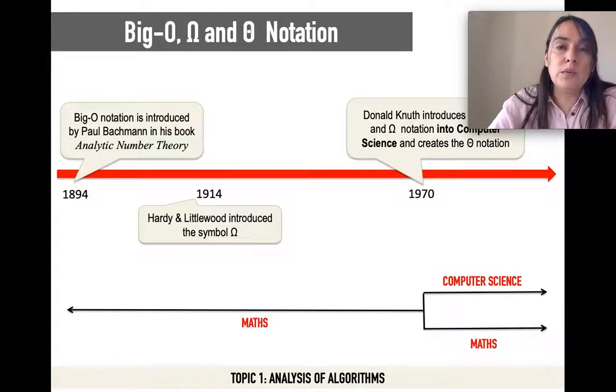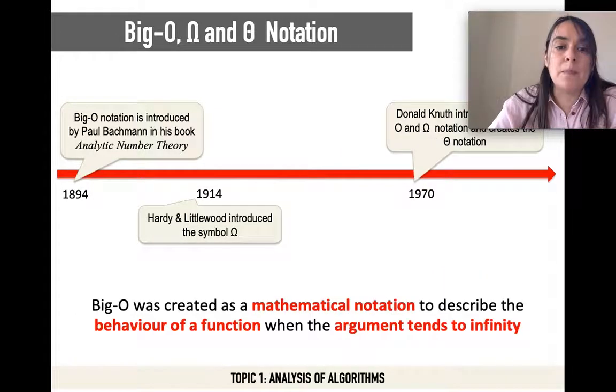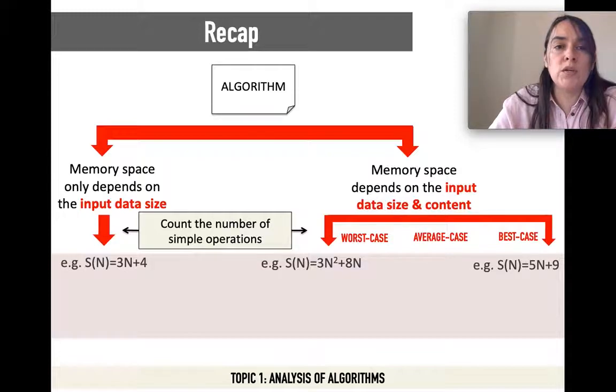So Big O notation is a mathematical notation, created with the aim of describing the behavior of a function when the argument tends to infinity. And that resembles very much what we have been doing with the growth rates. So the people from the computer science area thought this might be really useful for us, and they imported this notation.